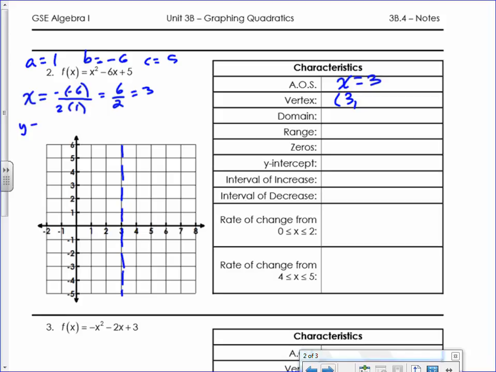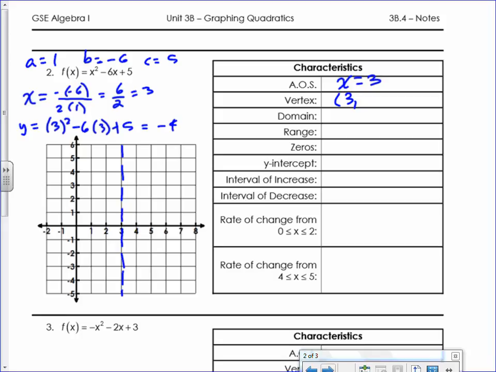Okay, so y equals 3 squared minus 6 times 3 plus 5. Did anybody already type it into the calculator? Okay, I got an answer. What did you guys get? You got negative 4. Anybody else get negative 4? You need at least 2 people. Okay, so it equals negative 4.